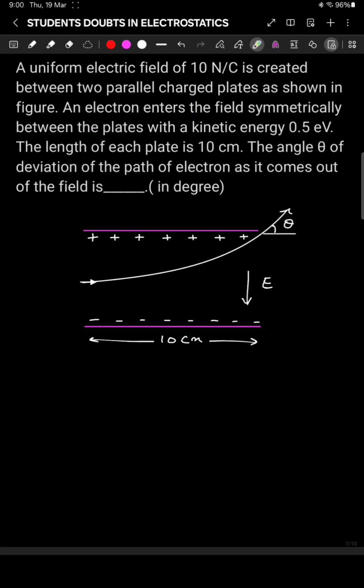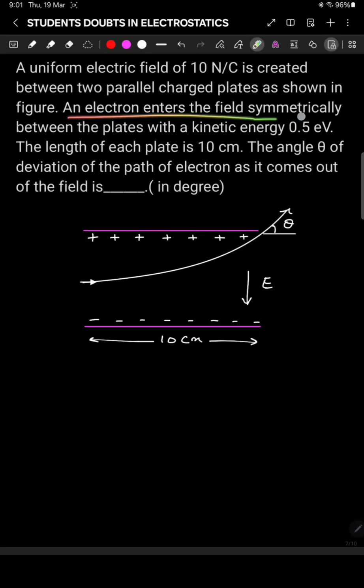Today let us discuss a problem based on electric charges and fields. A uniform electric field of 10 Newton per Coulomb is created between two parallel charged plates as shown in the figure. Here you can see two charged plates, positive and negative plate, and it is the uniform electric field between the plates. Its magnitude is given as 10 Newton per Coulomb.